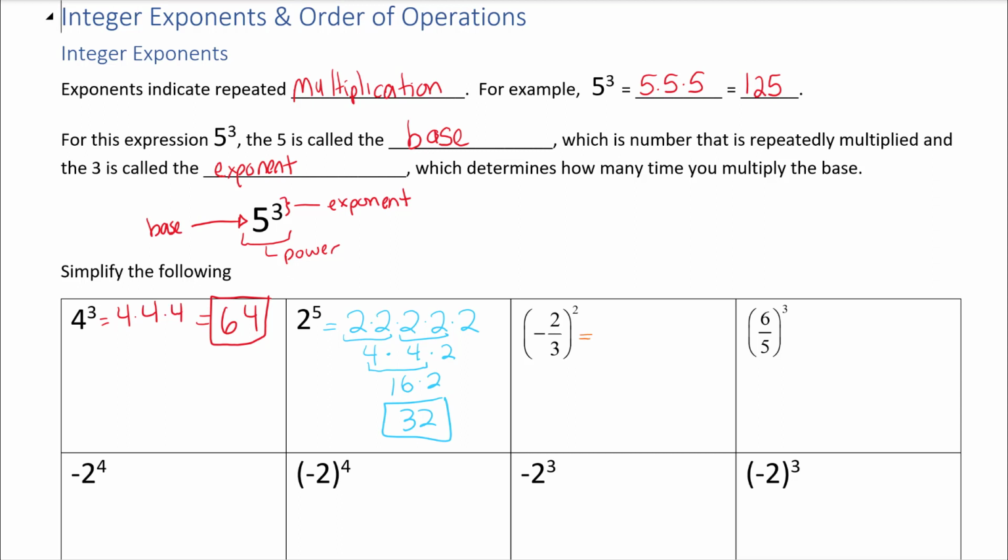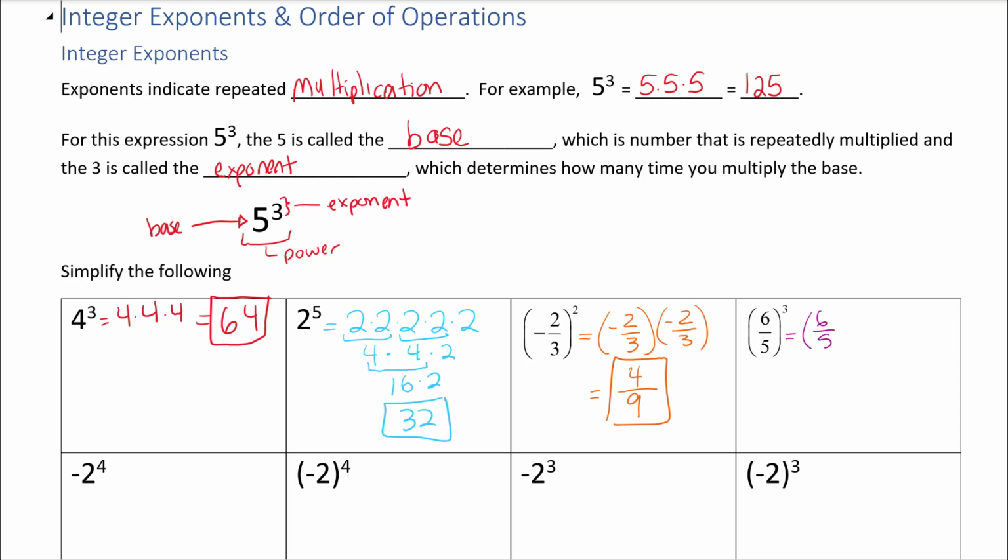Negative 2/3 squared means negative 2/3 times itself, negative 2/3. Notice that if the negative's on the inside, we just repeat that negative because it belongs with the 2/3 twice. Okay, so negative 2 times negative 2, multiplying fractions, we just multiply the top and get 4. Multiply the bottom, 3 times 3 and get 9. 4/9 can't reduce, and so we are done on that one.